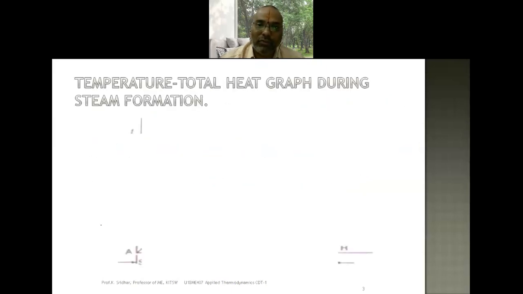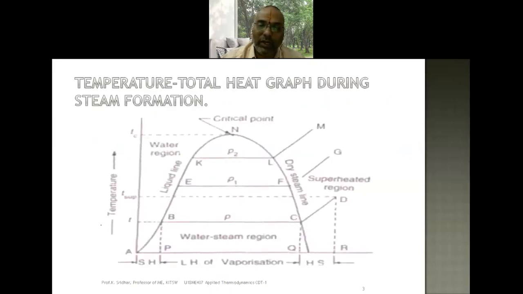So what are the various properties of the steam, or what are the various types of steam? There are three types of steam. The first one is known as wet steam. Whenever steam is lying in this particular region, that is, the liquid plus vapor region, then it is known as wet steam.